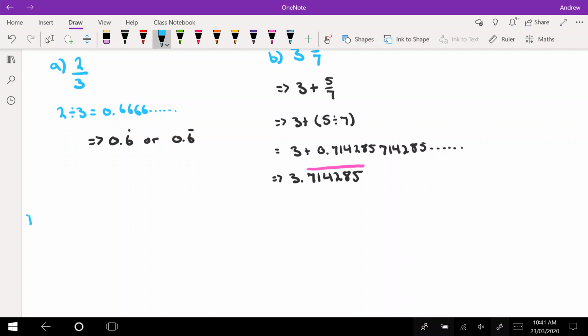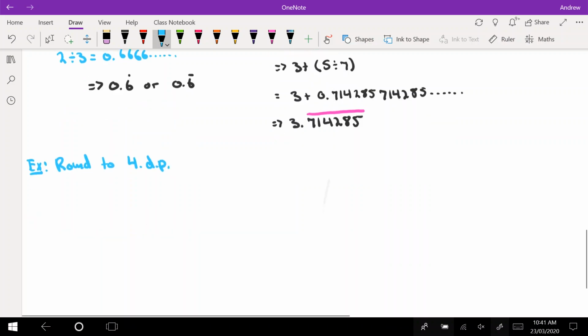Next one. And this is the last set of examples, guys, so just bear with me for a little longer, sorry. So I want to round the following to 4 decimal places. Guys, settle down.